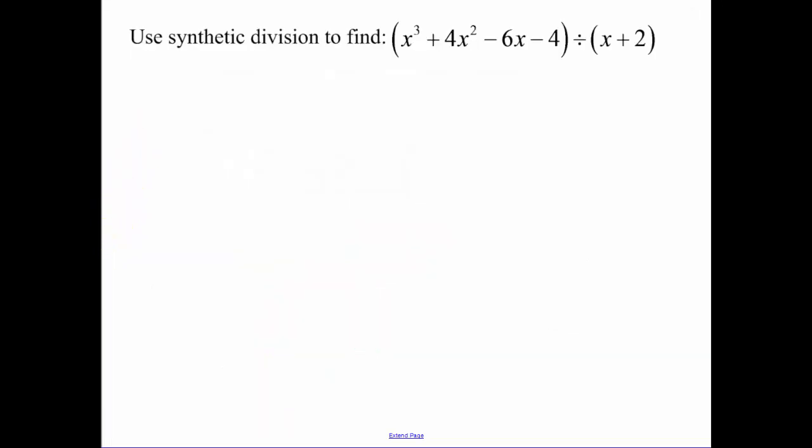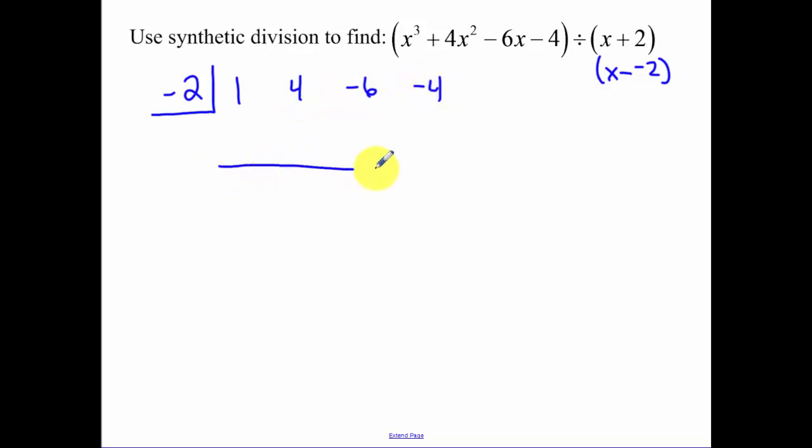Okay, our next example, using synthetic division to divide this. Okay, make sure this term that you're dividing, you change it to x minus a negative 2. So in my box, you put a negative 2. And then you put the coefficients of this polynomial: 1, 4, negative 6, negative 4. Okay, now bring down the first one, 1. 1 times negative 2, negative 2. You add these two numbers.